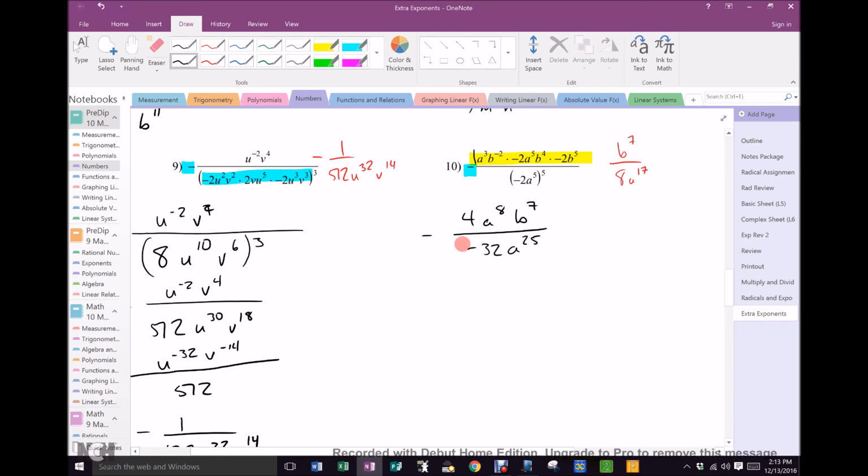Now, 2 negatives make a positive. 4 over 32 is 1 over 8. 8 minus 25 is a to the negative 17. b to the 7th, nothing changes. The a to the negative 17 isn't allowed, so I get b to the 7th over 8a to the 17th. 2 negatives making a positive.